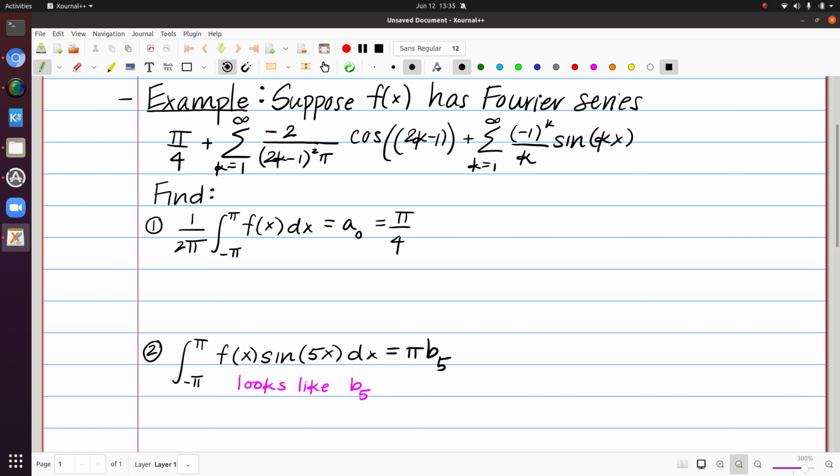And then what I need to do is look at my coefficients in the Fourier series to determine what b5 is. So here, I'm going to notice that this is the formula for bk. And here we get sine of 5x. So b5 should be the coefficient of sine of 5x. And that occurs when I just plug in k equals 5. So we get negative 1 to the 5th over 5. So we get negative pi over 5.